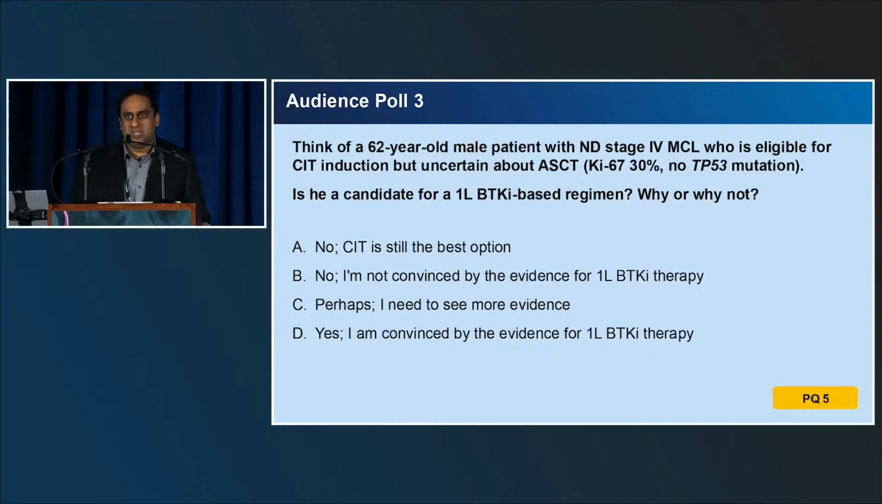So no, I do chemoimmunotherapy still. No, I'm not convinced about first-line BTK. Maybe, but I want to see the data. And yes, I am already doing this.